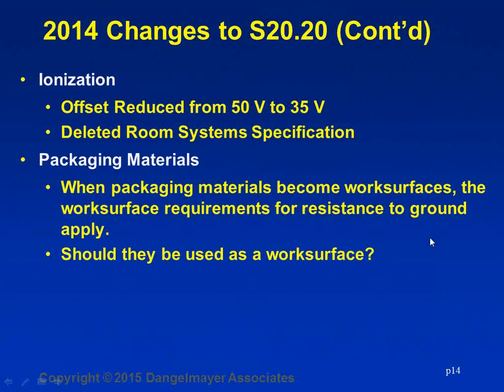I think the intent of this was to allow certain trays, and a tray can be considered a packaging material, and in some cases you are working directly out of a tray. But in that situation, again, you'd want to make sure that from the top surface of the tray to ground, it is less than 1 × 10⁹ ohms in order to meet 2020. If it's not, you need to change your process to allow for that.